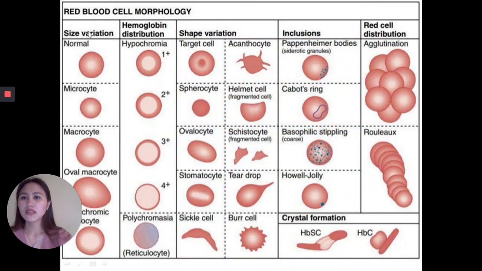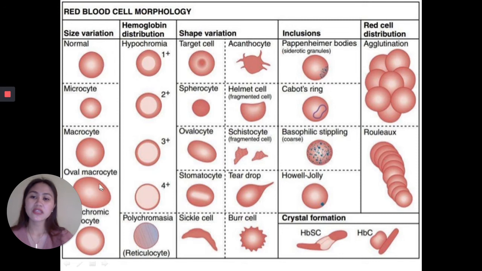Okay, so for variation in size, these are called anisocytes. So this is the normal RBC size. If it is too small compared to the normal, it is called microcytic or microcyte. If it is bigger than the normal, then of course it is called macrocyte.